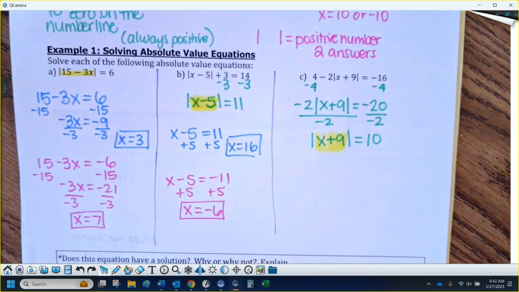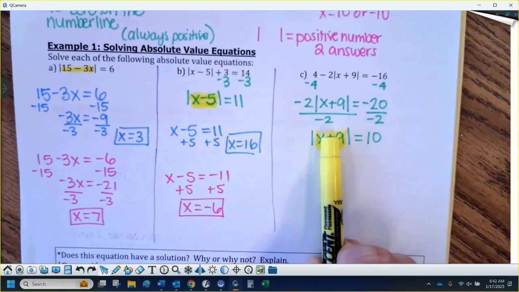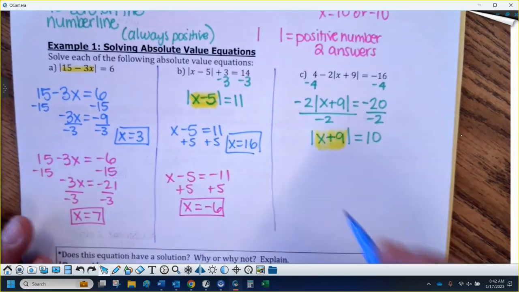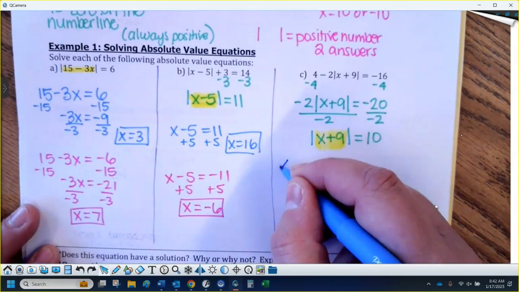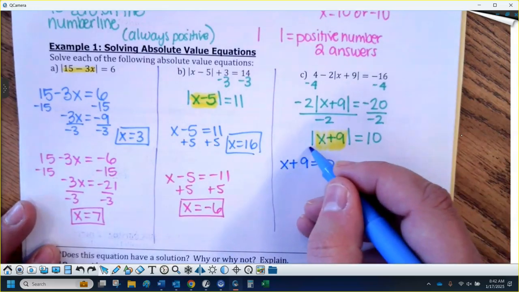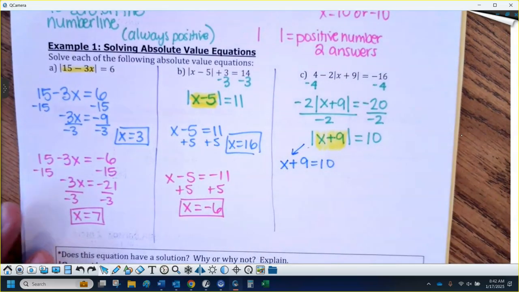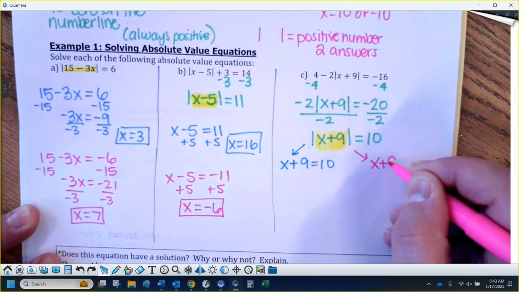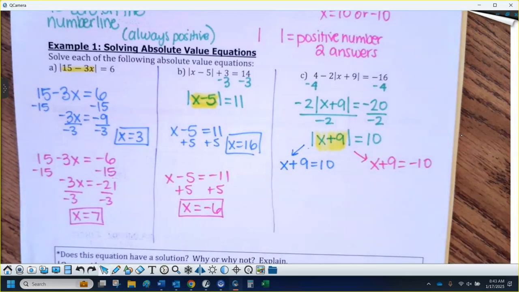But what you would do here, just whatever's in that absolute value. If that was 10, we'd be good. If that was negative 10, we'd also be good because the absolute value would cancel the negative. So you're just going to break it into two separate equations. One would be x plus 9 equals 10. Like just copy it down, drop the absolute value. The other one would be if x plus 9 was equal to negative 10. That would also be true.